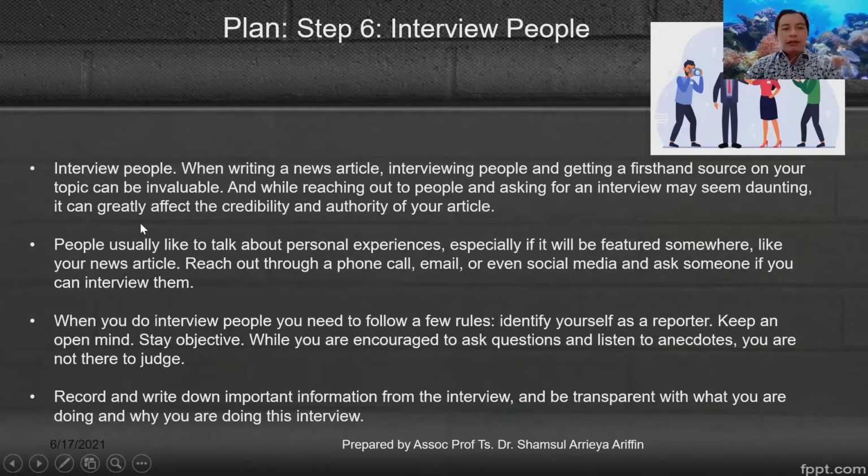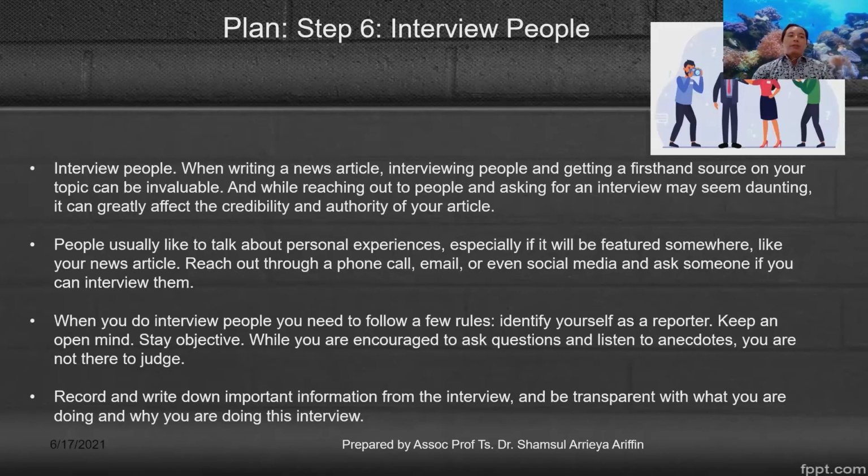When writing a news article, interviewing people and getting a first-hand source on your topic can be invaluable. While reaching out to people and asking for an interview may seem daunting, it can greatly affect the credibility and authority of your article. It's not easy to get people to be interviewed, because people are always busy. They don't have time. Sometimes they are not interested in your idea. There's no point if they cannot commit to the interview session, right? So it's very difficult, and it can be a great challenge for the interviewer.